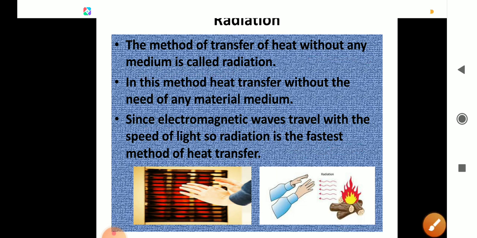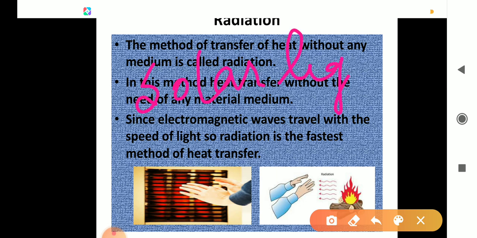Now, two examples are given here. The first, as you all know, is solar radiation. Solar light comes to you by the method of radiation. Second, in the first picture you can see a heater gives you heat, and if you are in front of the heater, then you can feel the heat. This is also a method of radiation.